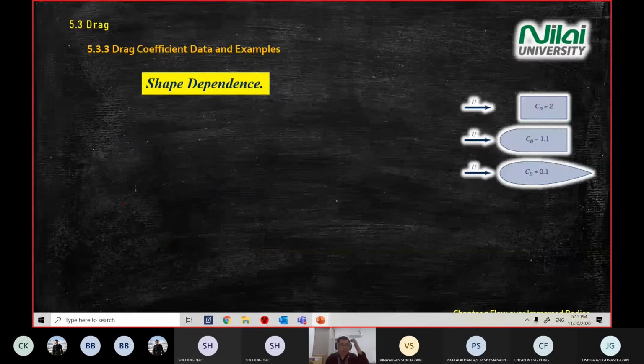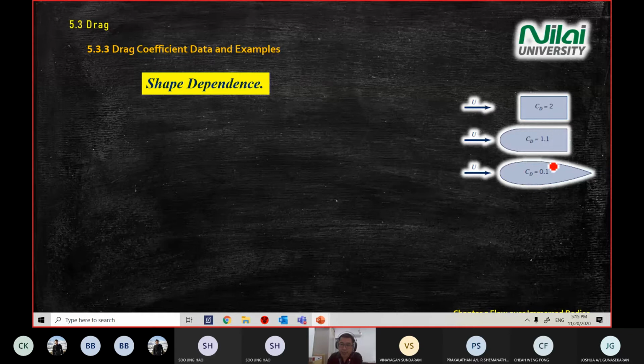Then shape, again, if you look at the diagram below on the right hand side, you'll see that if you change shape from a square to a rounded front, and to an ellipse or teardrop shape at the end, the CD will also drop. From 2 drop to 1.1. If you have a round front, drop to 0.5.